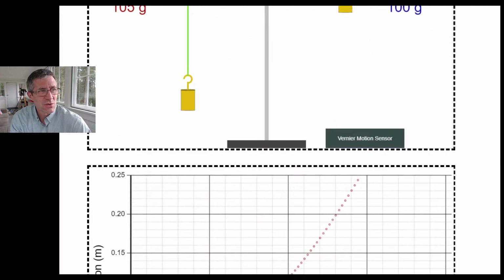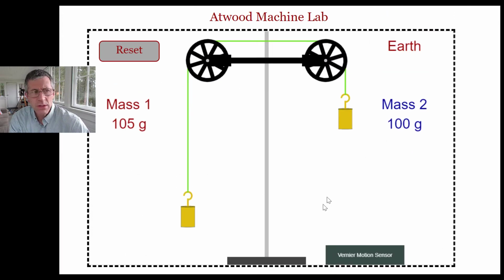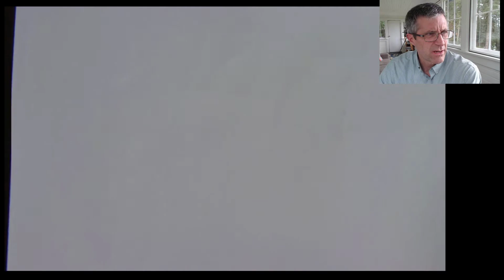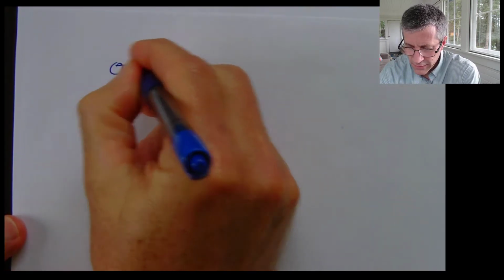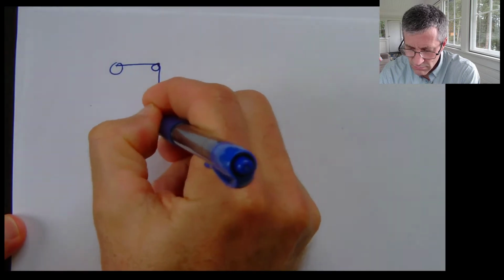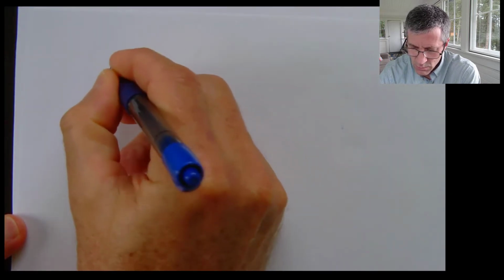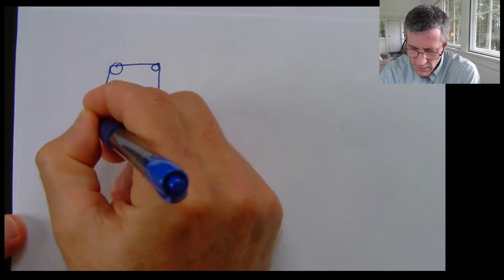So let's do that. The idea is going to be the same: we're going to make a free body diagram for one mass, a second free body diagram for the second mass, and then a third free body diagram for my whole system. So let's go through and take a look at what that's going to look like. Here we go. Again, here's my system. I've got two pulleys and two masses. I'll call this M1 and this one M2.